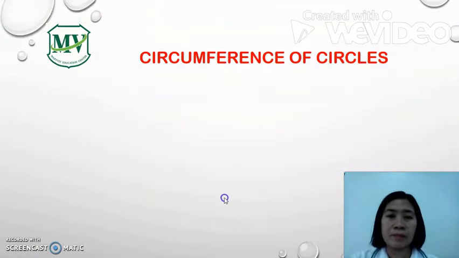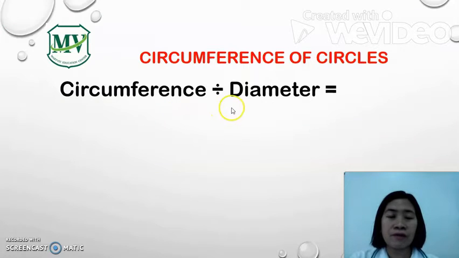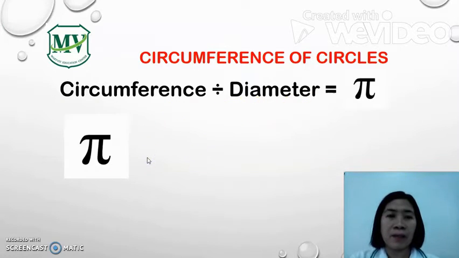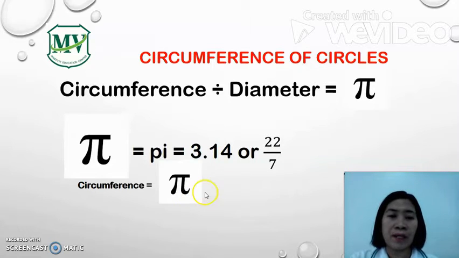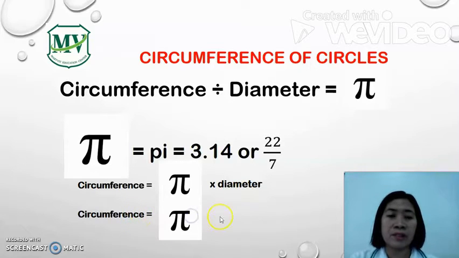Also, let's keep in mind these formulas. Circumference divided by diameter equals pi. Pi is equal to 3.14 or 22 over 7. Circumference is equal to pi times diameter, or circumference is equal to pi times 2 times radius.